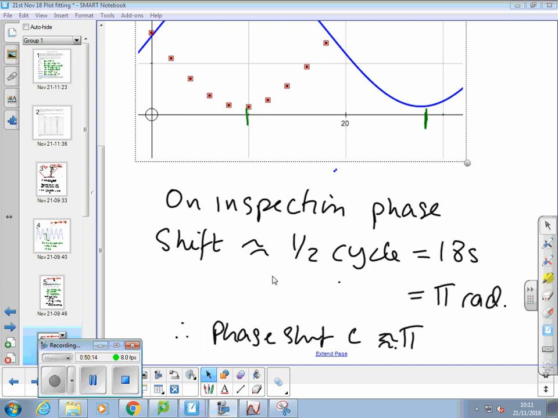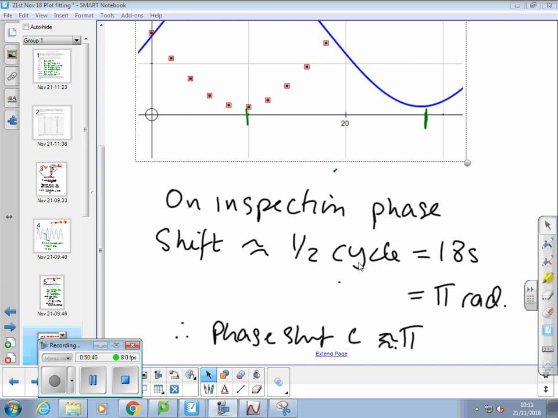Phase, yeah, what we're saying here is, on inspection we can see that the phase shift is never going to be more than half a cycle, because as you've seen, going half a cycle one way or the other way makes no difference. So we could put minus pi in there and we'd still get the same result. So on inspection we can see that we need to shift half a cycle.